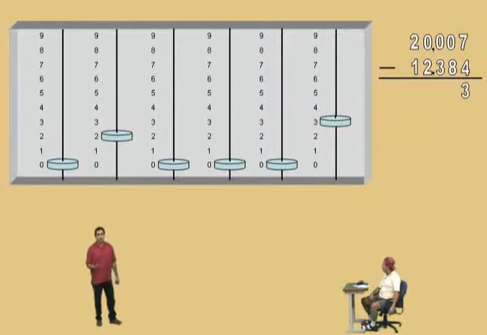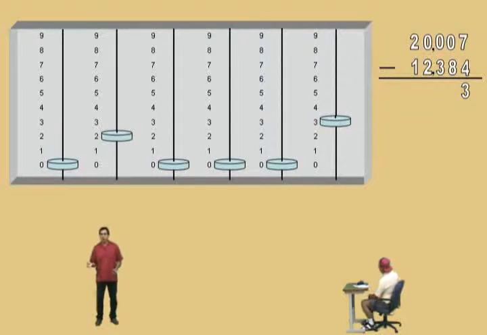Well, we're going to have to borrow. So we're going to go to our hundreds column. Now, Charlie, how many hundreds do we have? We don't have any. So that means we got to go to our next column, which is the 1000s column. Now, how many 1000s do we have, Charlie? We don't have any of those either.